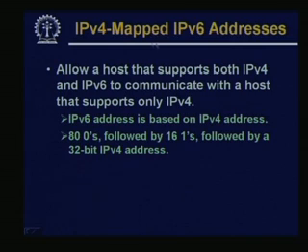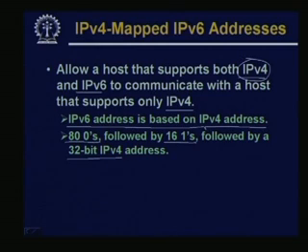And there is something called IPv4 mapped IPv6 address. This will allow a host that supports both IPv4 and IPv6 to communicate with a host which understands only IPv4. Here there is a convention for the address. The first 80 bits of the address will be zeros, followed by 16 ones, followed by the 32-bit IPv4 address of that machine. So, the IPv6 address is basically derived from the IPv4 address. This is how you write it: first a sequence of zeros, then a sequence of ones, then the actual IP address, 32 bits.